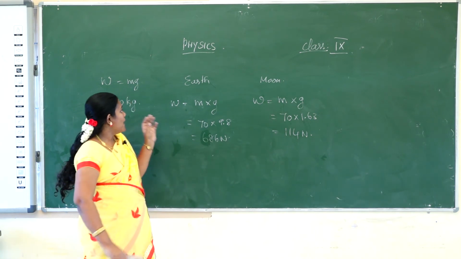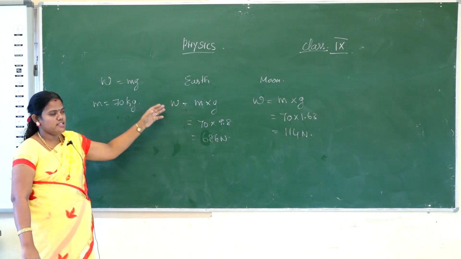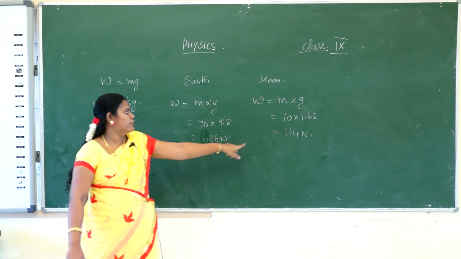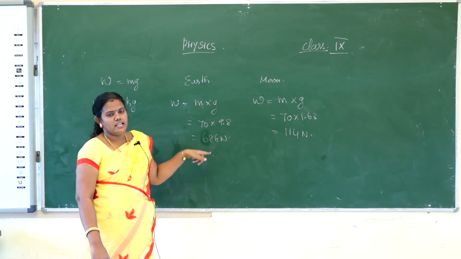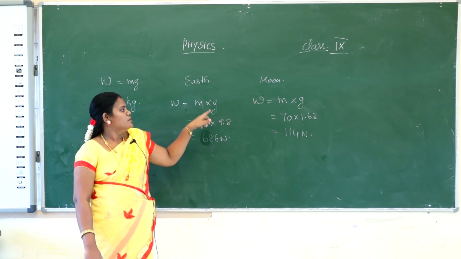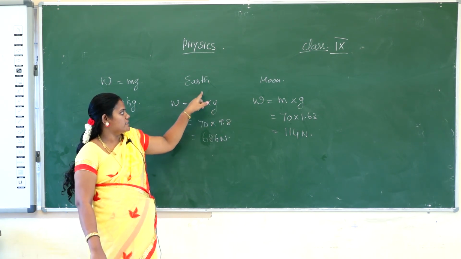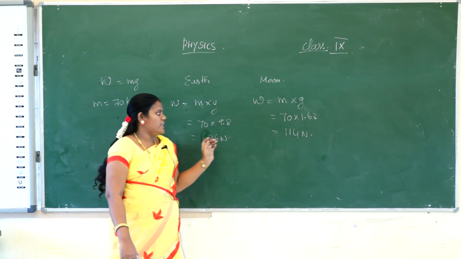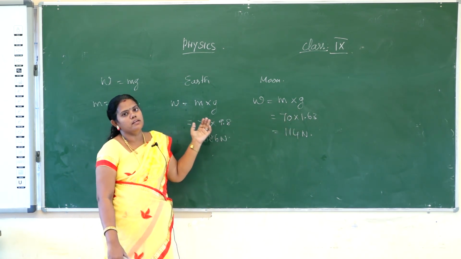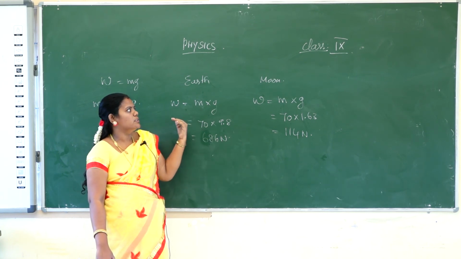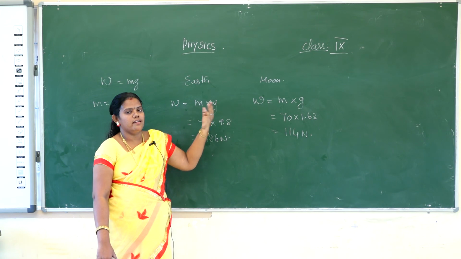So mass does not change between the earth and the moon, but weight differs, because weight is completely based on the acceleration due to gravity, that is, the gravitational pull. The acceleration due to gravity on earth is 9.8 and on the moon is 1.63. So you can easily tell the difference in the weight of the person on the moon and the earth. So you should understand the difference between mass and weight.